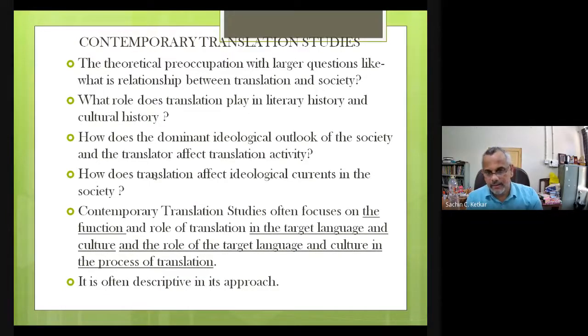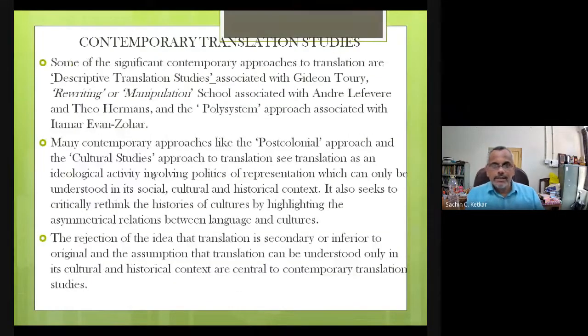So contemporary translation studies now focuses on these questions instead of asking whether translation is good or bad, whether equivalence is correct, or what is lost in translation. All these questions become irrelevant when we ask more important questions of translation. So these are some of the important contemporary translation studies, and one very significant development is the one that I mentioned about Gideon Toury.